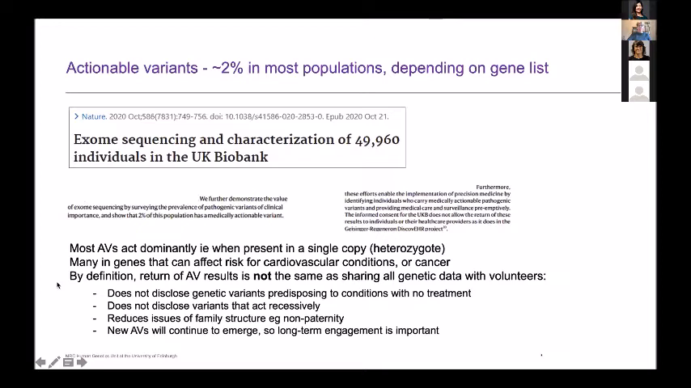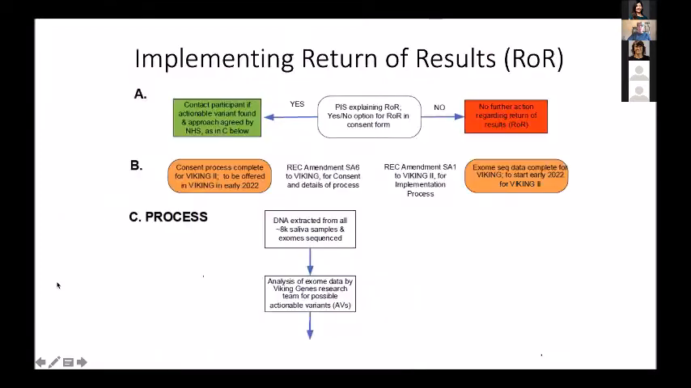I'm nearly done. Yeah, so I just want to be clear that this is not the same as sharing all the genetic data with volunteers. We're not disclosing information where there's no treatment. And the list keeps changing, so long-term engagement is important. I think I'll probably just about finish on this slide. The main points are the yes-no option.